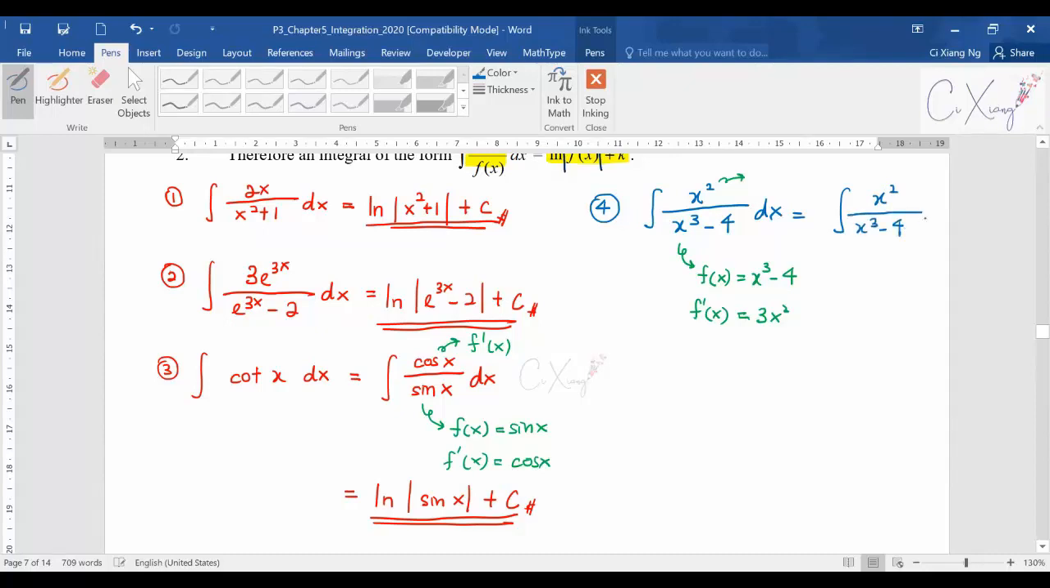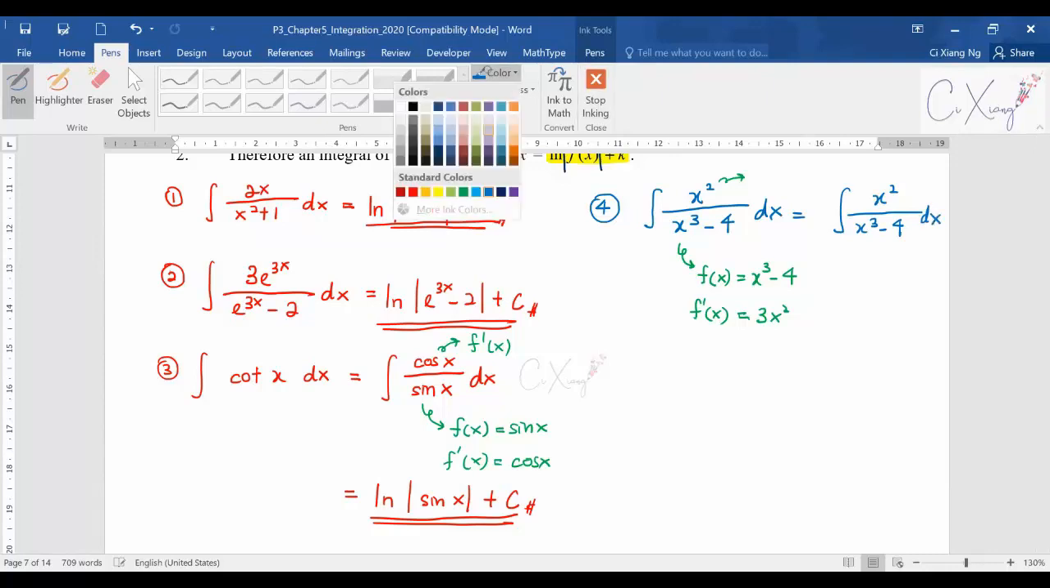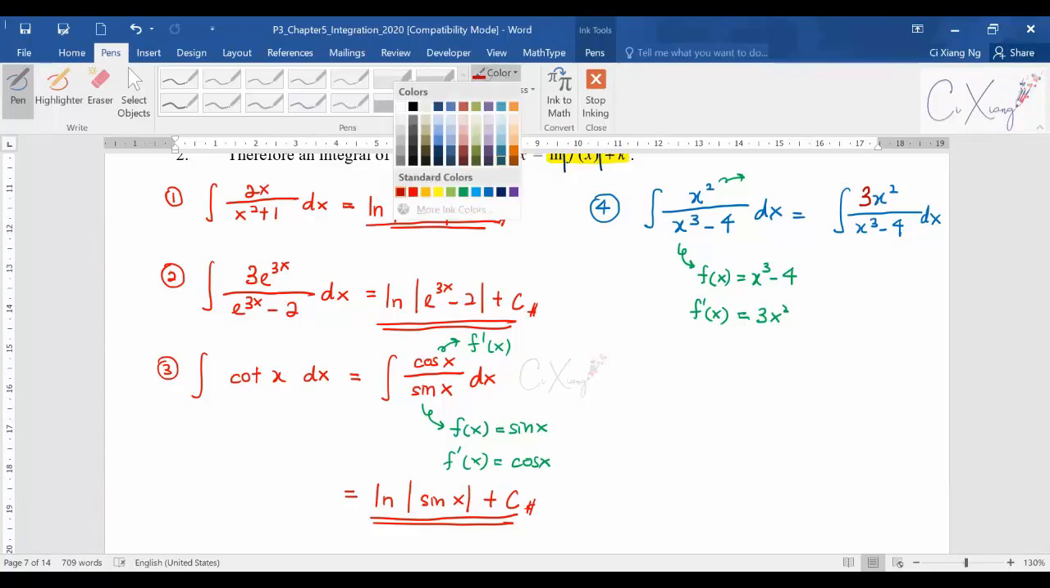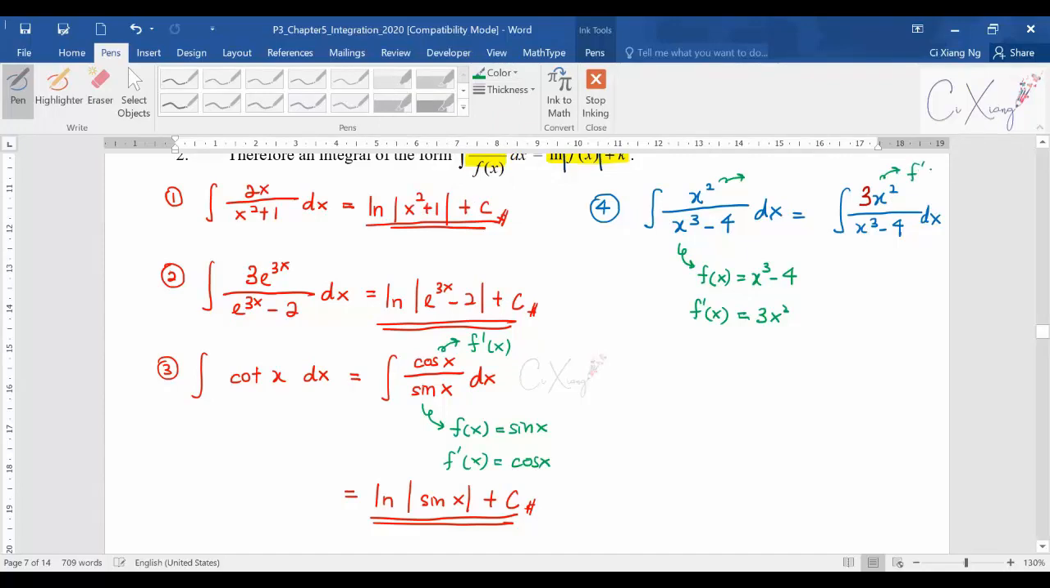Okay, so to make this question become the f prime x over fx pattern, you need to do some adjustment. So what is the adjustment that you should do? You should try to make the top part here as 3x squared, right? So that the 3x squared is exactly the f prime x. Correct? Because x squared is not f prime x now. So you need to put in a 3. So when you put in a 3, it becomes 3x squared. So the top part here will become f prime x.